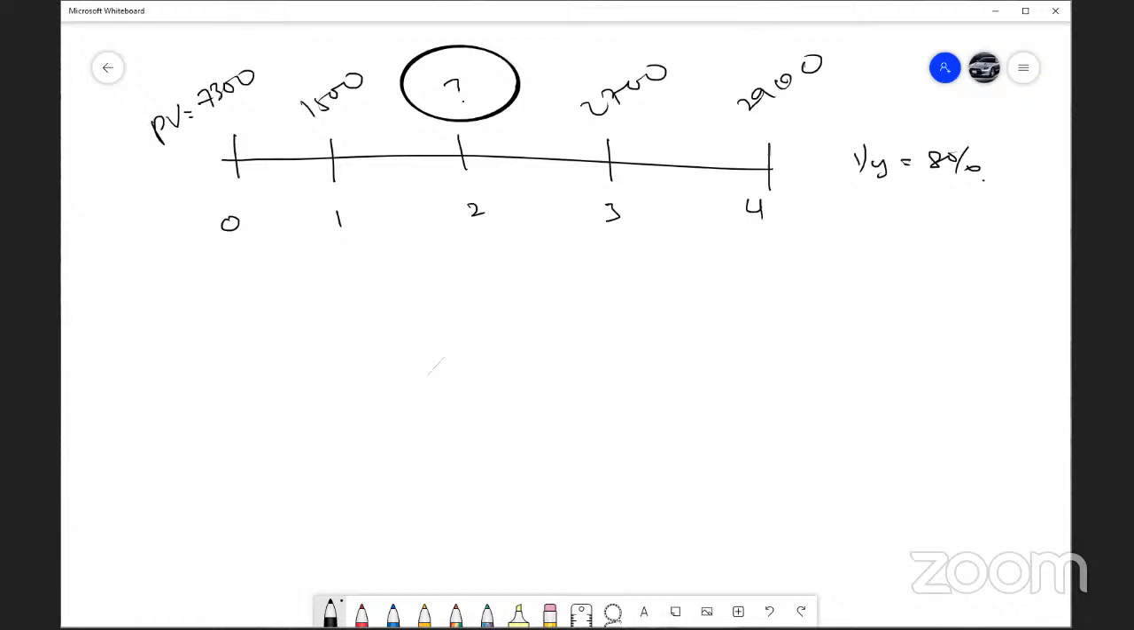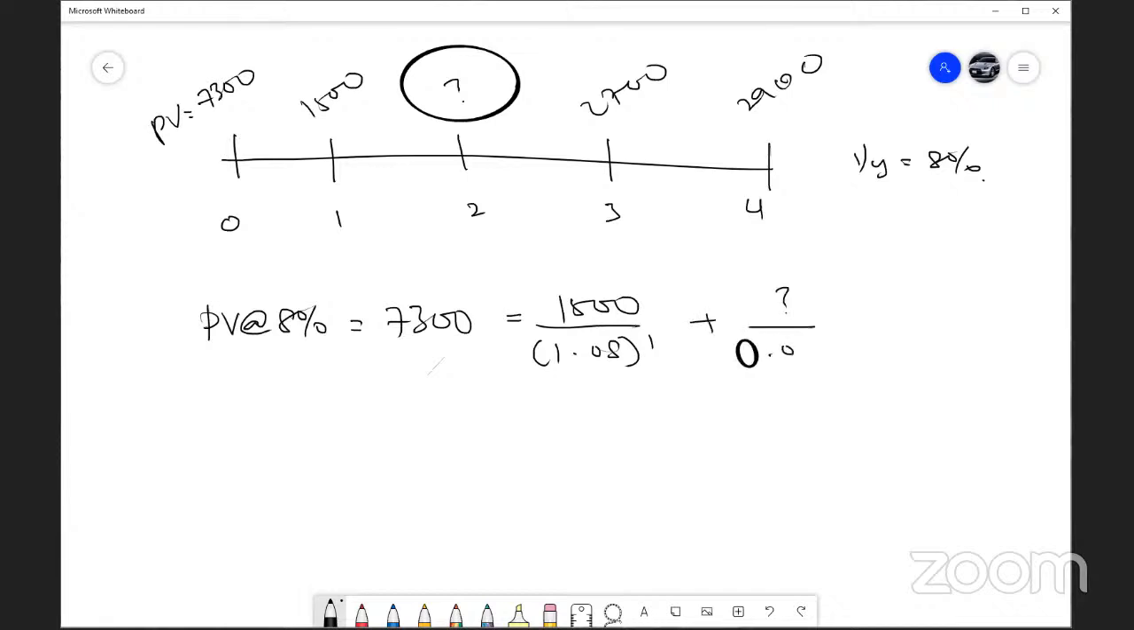So PV at 8% is equal to 7,300. So 7,300 is equal to 1,500 divided by 1.08 power of 1, plus question mark divided by 1.08 power of 2, plus 2,700 divided by 1.08 power of 3, and plus 2,900 divided by 1.08 power of 4.